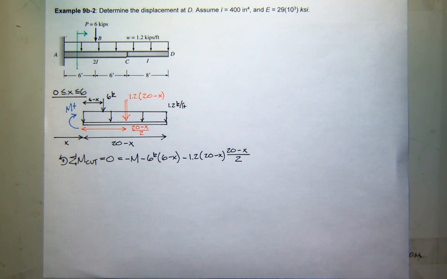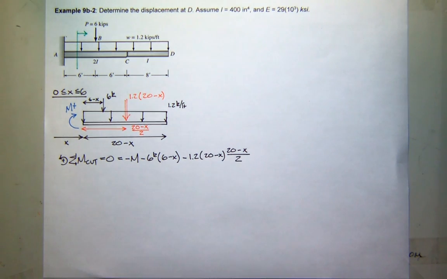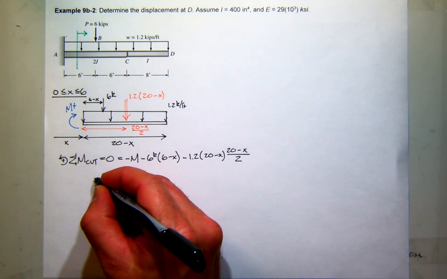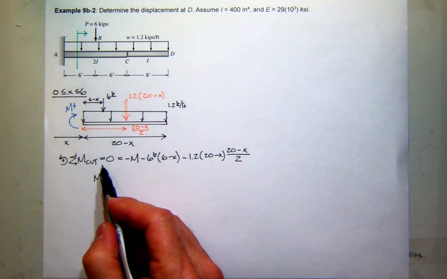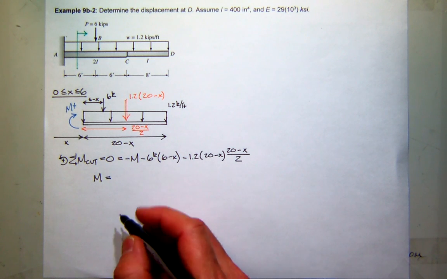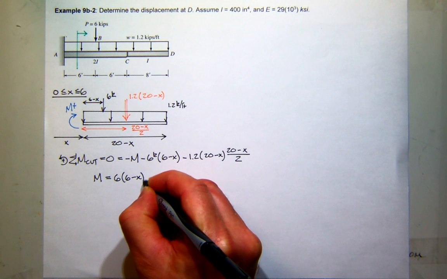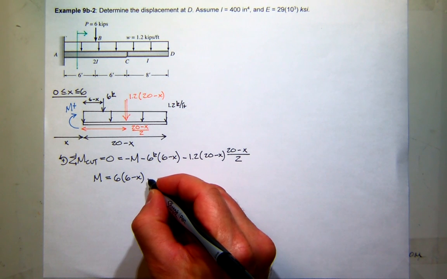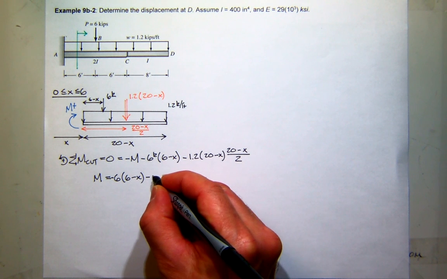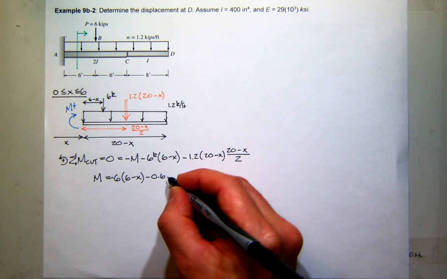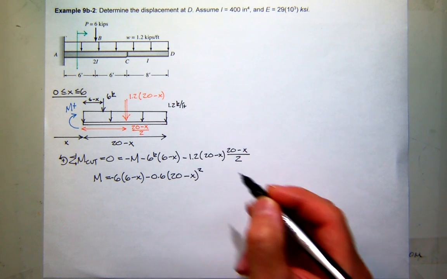That looks like fun. So obviously we could multiply all that out and end up with a quadratic. I'm not going to do that. I'm just going to leave it alone. So move the moment to the other side. I get all that times all that. I can package together a little bit neater. That 2 will come there. Oh, I missed a minus sign. So this would be 0.6 times 20 minus x squared.